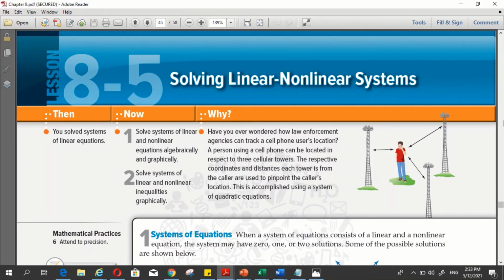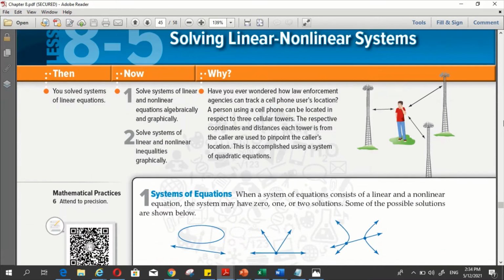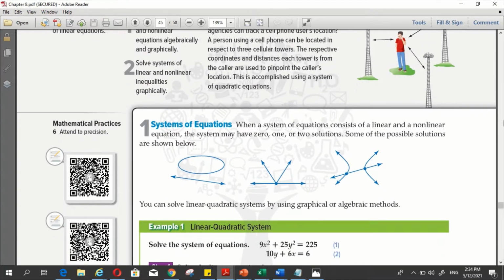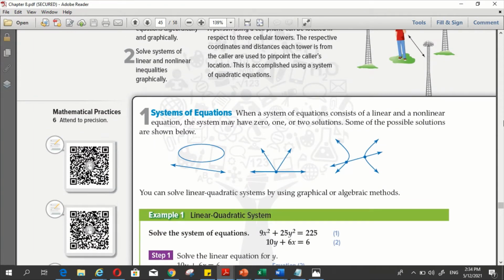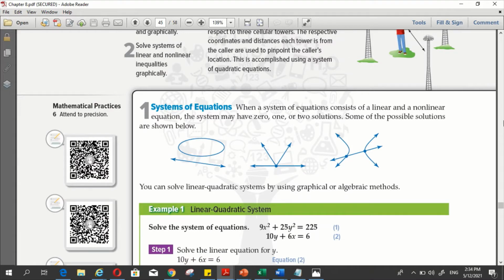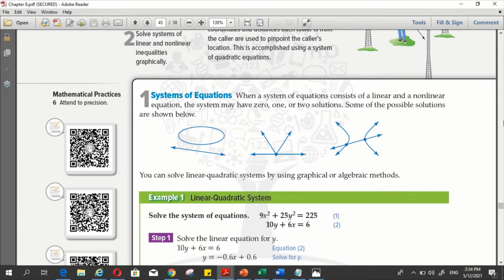In the first part, we will learn how to solve systems of linear and non-linear equations, algebraically and graphically. In the second part, we will solve systems of linear and non-linear inequalities graphically. In the second part we need this most, and sometimes we can use it for graphing. You already know how to find the equation or the graph of the equation.